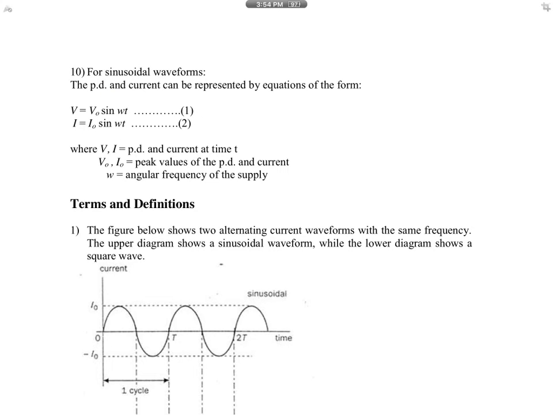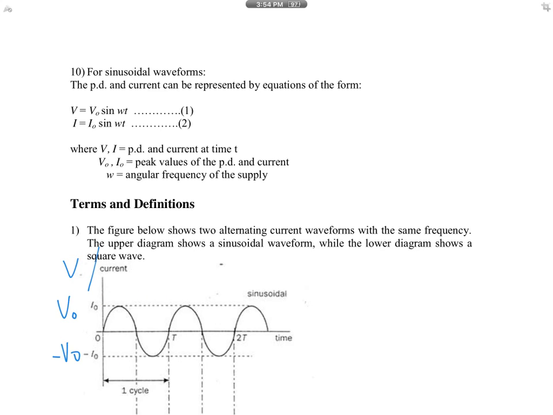So if you're using I versus t, then this graph will be like this. But if it's V versus t, that means if I replace the current with PD, or voltage, you will get exactly the same graph. And what do the V naught and the I naught here represent? They are the amplitudes. So if you are using the I versus time graph, then this will be I naught, and this will be negative I naught. Using the V versus t graph, then this will be V naught, and this will be negative V naught. So these points represent the peak values.